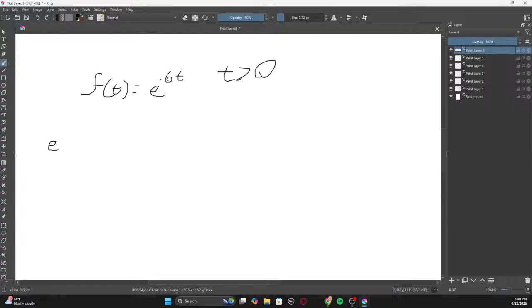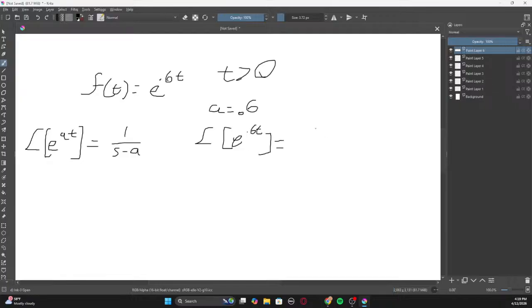So we have e to the at, the Laplace transformation for this will be equal to 1 over s minus a. And because our a is 0.6, we have a equals 0.6. Then we know that the Laplace transformation of e to the 0.6t is equal to 1 over s minus 0.6. Now there's this extra parameter saying that s also has to be greater than 0.6.